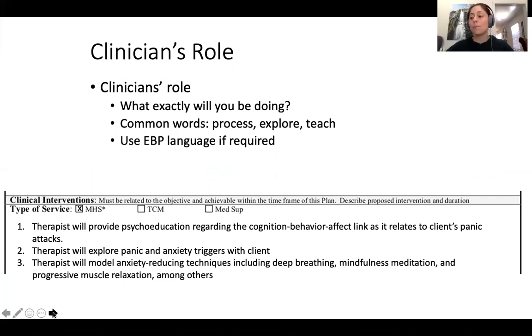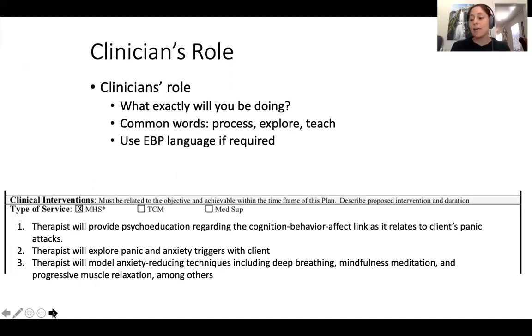The next section is the clinician's role. And in this section of the treatment plan, you're indicating what you, the therapist, will be doing to help the client work toward the short-term goal that you've identified. Remember, ours is about panic attacks in this example. You'll have a separate clinician's role for each of your short-term goals. Okay, so the interventions you write in this box here should match with the goal in objective 1, and then you'd have separate ones for objective 2, and so on.